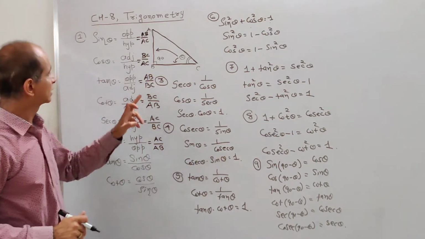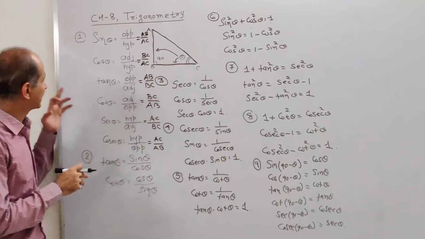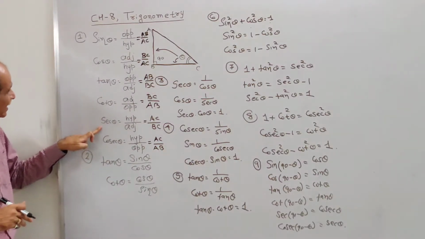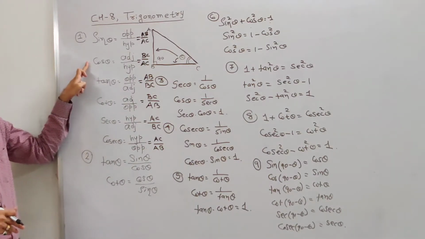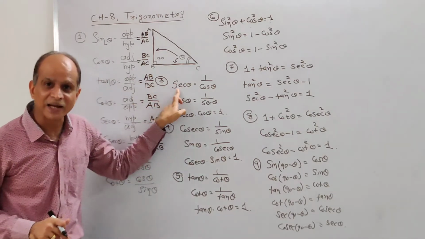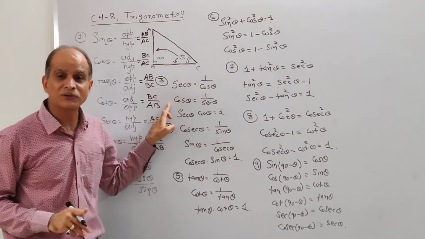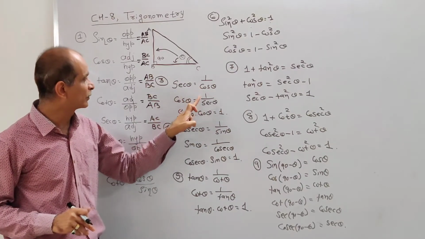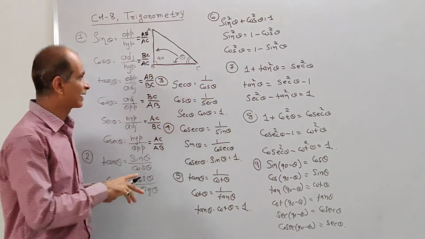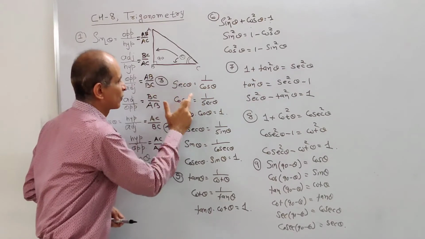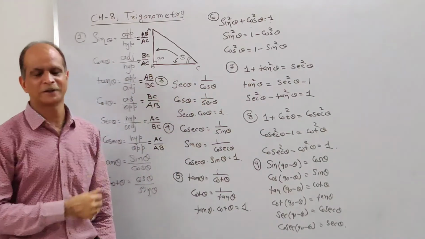Now let me start the third formula. We have already concluded one thing. Sec theta is equal to inverse of cos theta, and that's why sec theta means 1 upon cos theta. You can also write cos theta is equal to 1 upon sec theta. So we can write sec theta into cos theta is equal to 1.